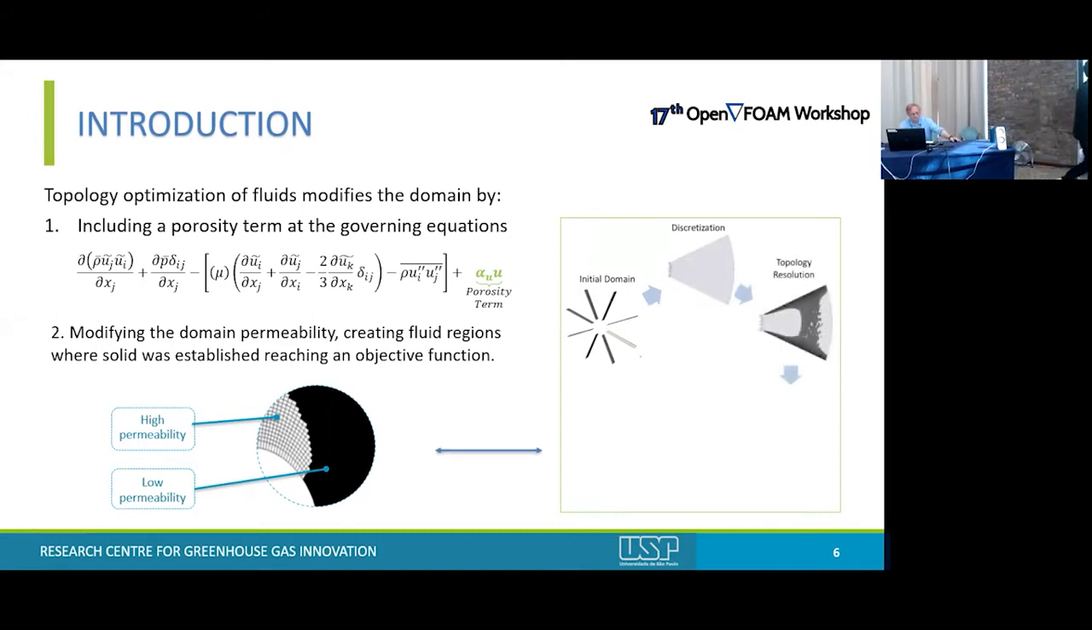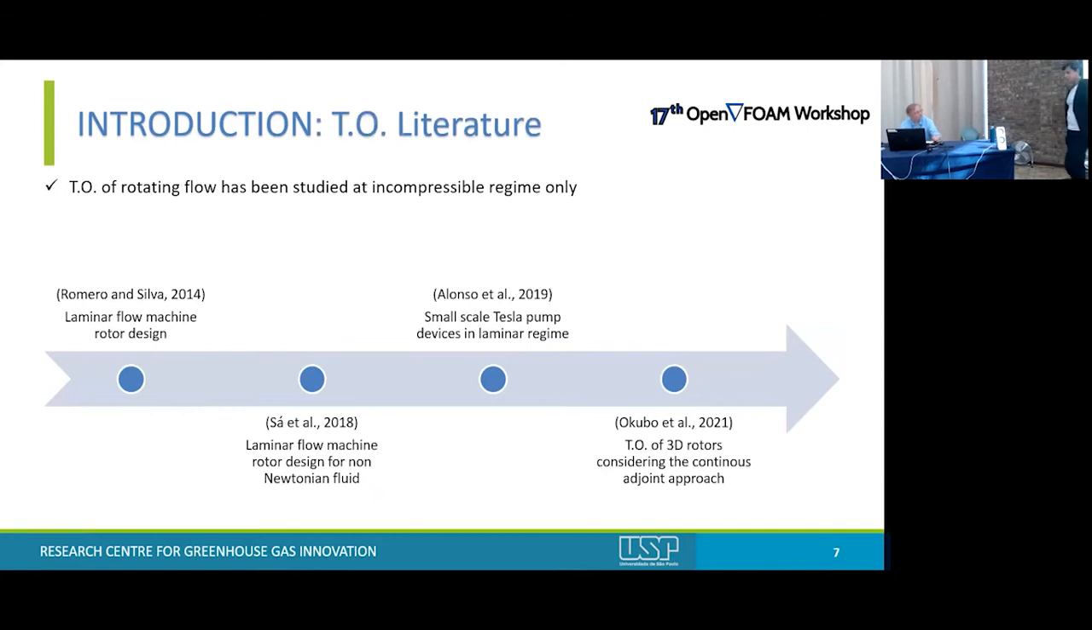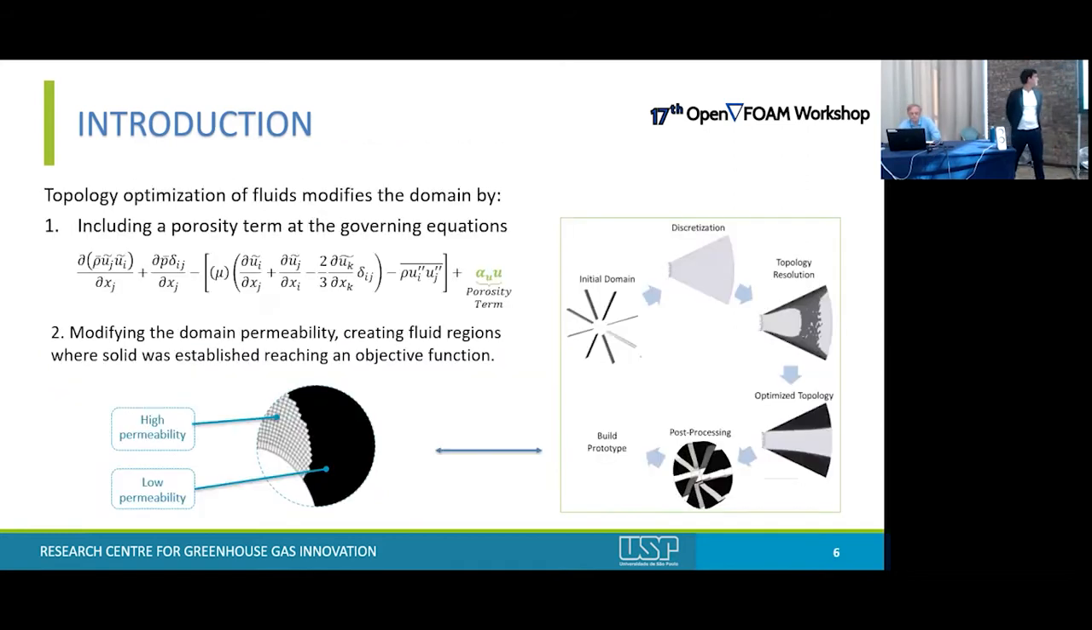Okay, so you can see here how the process goes. We have an initial domain, for example, a straight blade rotor. We focus on one part of the rotor, which is discretized by either finite volume or finite element methods. We develop the topology resolution of the system, and we get an optimized topology, which is then post-processed and built experimentally.